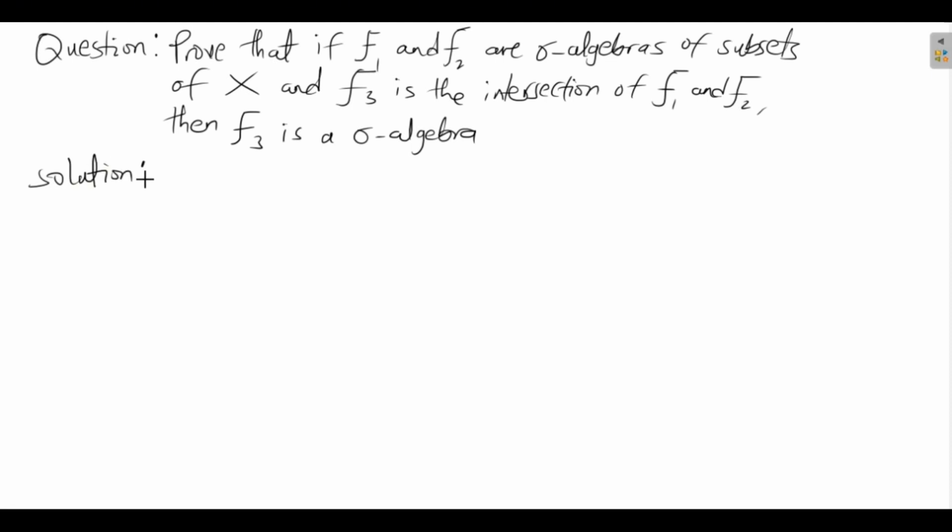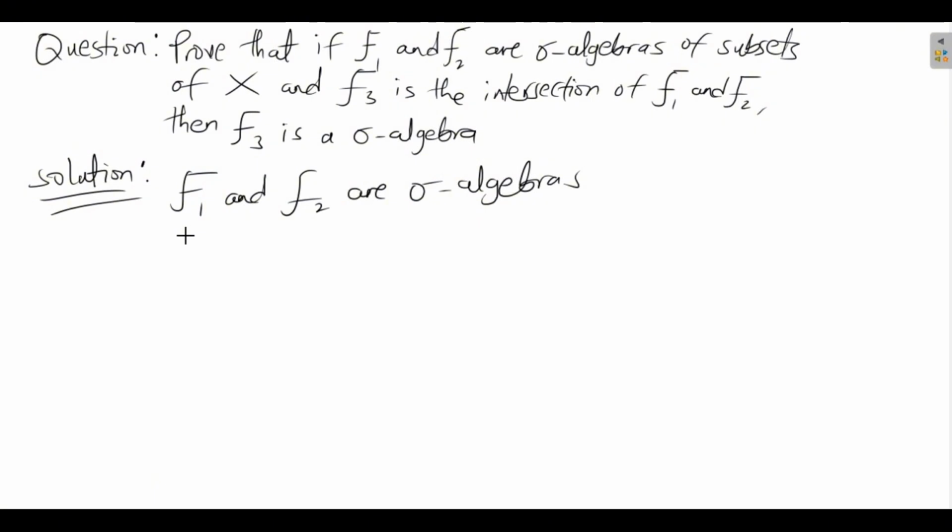Before we start the proof, we want to write down what we are given from the question. We are given that F1 and F2 are sigma algebras. We also know that F3 is F1 intersection F2. Both F1 and F2 are sigma algebras, and F3 is the intersection of F1 and F2. That means that F3 consists of all the sets that are in both F1 and F2.